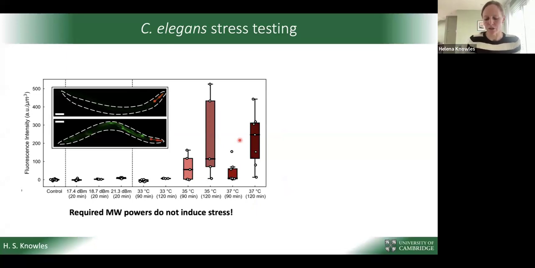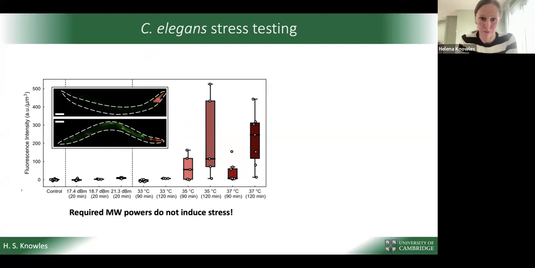elegans, which expresses fluorescent proteins in different parts of the body. So you can see here the head glows red. This is sort of our control. So every worm will have this red glowing head. And then if the worm gets stressed, it starts expressing green fluorescent protein. So you can see the top worm is very happy, and the bottom worm is not very happy. It's turned a little bit green.